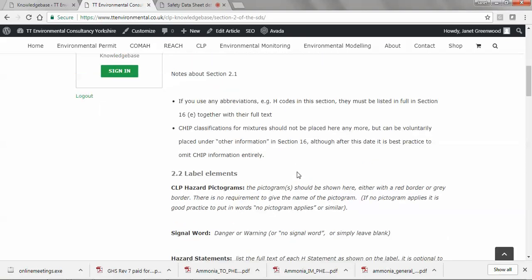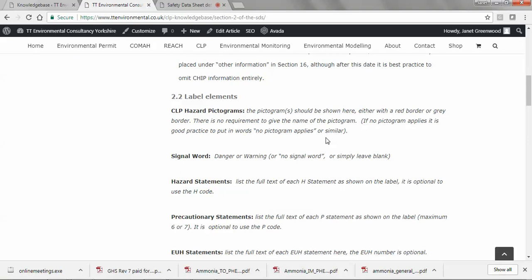Right, section 2.2 label elements. The principle here is that you are mimicking everything that is on your label, with the exception of the product identification that's already been done under section 1.1. So you have the pictograms, you have the signal word, and the great thing about the safety data sheet is you can actually type in no signal word. You can't put no signal word on the label, but you can put it in here. The hazard statements, which can either be the H code or it can be the full text.